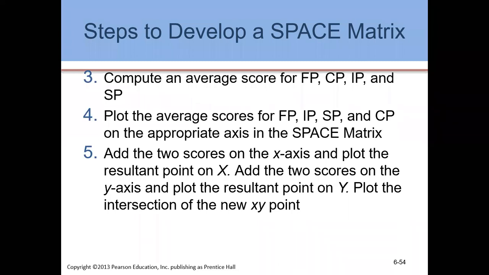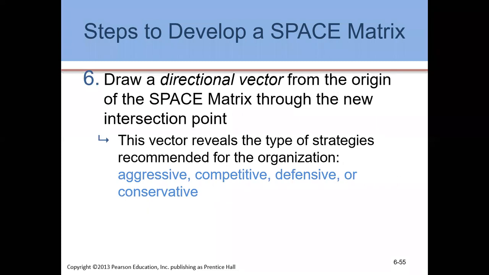Now point 4 would be to plot the average score for FP, IP, SP, and CP on the appropriate axis in the space matrix. And point 5 is to add the two scores on the x-axis and plot the resultant point on x, add the two scores on the y-axis and plot the resultant point on y, and plot the intersection of the new xy point.